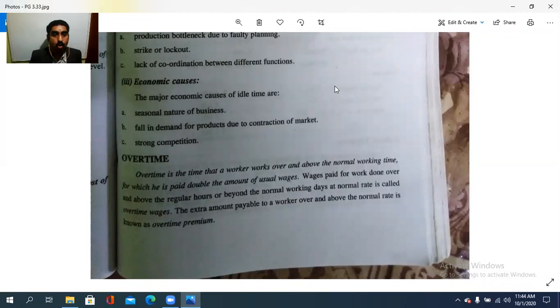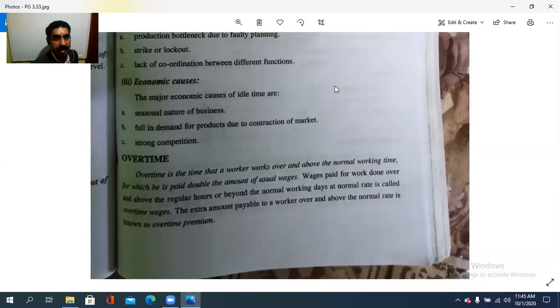Next is what is an overtime. So extra എന്തെങ്കിലും വർക്ക് ചെയ്യുന്നുണ്ടെങ്കിൽ that it treats as the overtime. സാധാരണ 8 മണിക്കൂർ എന്നുള്ള വർക്കിംഗ് ടൈം, നോർമൽ വർക്കിംഗ് ടൈമിൽ കൂടുതൽ എന്തെങ്കിലും വർക്ക് ചെയ്യുന്നുണ്ടെങ്കിൽ it is treated as the overtime. So overtime is the time that a worker works over and above the normal working time for which he is paid double the amount of usual wages.